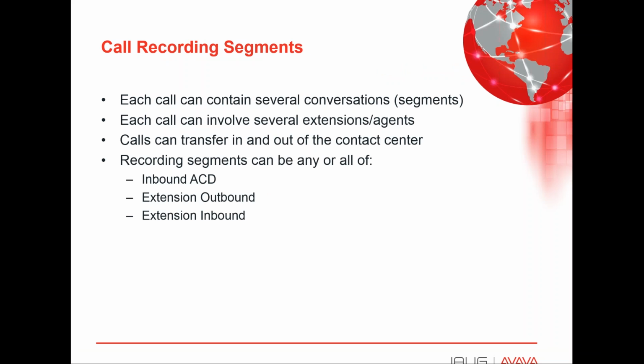Okay, there we go. So in general, each call can contain several conversations or segments. Each call can involve several extensions or agents as well, and calls can transfer in and out of the contact center. So the way we set it up is it's kind of an all or nothing approach. You can select to record all inbound ACD calls only, or you can add outbound from extensions and inbound to extensions, or any combination of the three. Most of our customers just turn all three on. Storage is a lot less expensive than it was years ago, and that way they're just capturing everything.